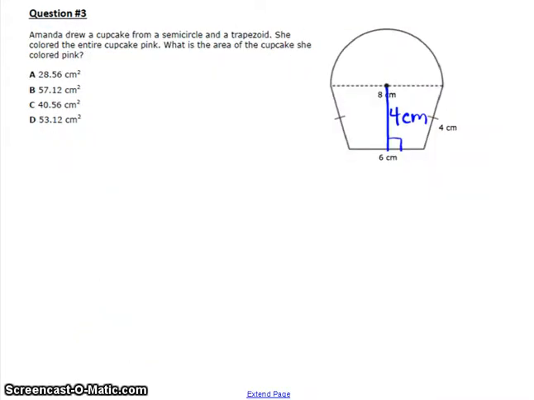The final question under this section, question 3, states, Amanda drew a cupcake from a semicircle and a trapezoid. She colored the entire cupcake pink. What is the area of the cupcake she colored pink? Okay, so since we're going to annotate for information, I have a semicircle and a trapezoid. She colored the entire cupcake pink, and I am looking for area. So I have a composite shape. You need to decompose. It has a semicircle and a trapezoid.